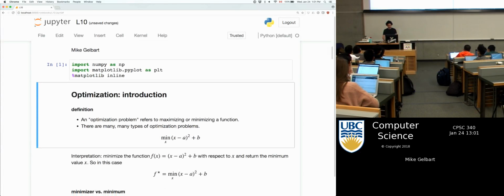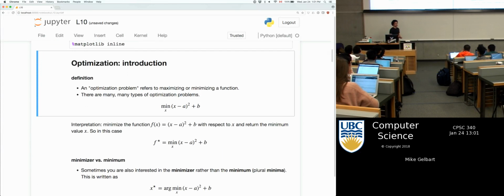Okay, so an optimization problem, that word means typically that we're minimizing or maximizing something. So we're optimizing something. And there's many, many types of optimization problems. An example would be this one on the slide, which is minimize. Now, some of you may have seen this before, but maybe some of you haven't. This little x underneath the min, if you haven't seen that before, is telling us which variable we are optimizing with respect to.